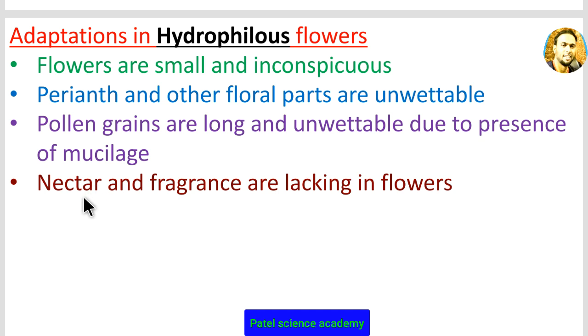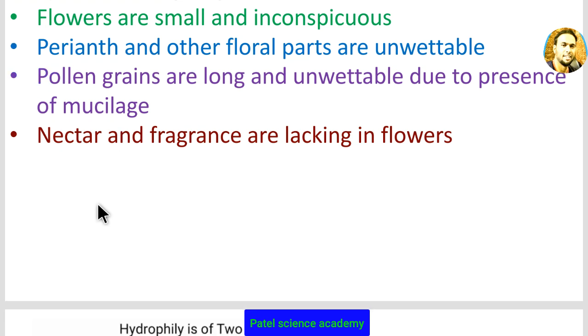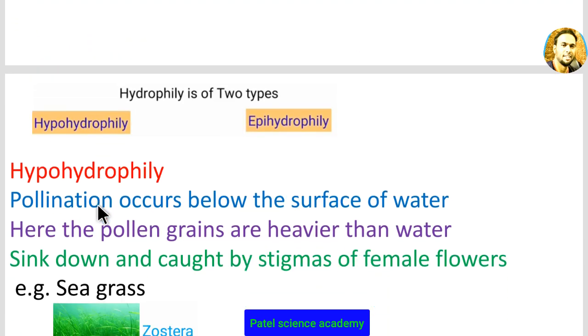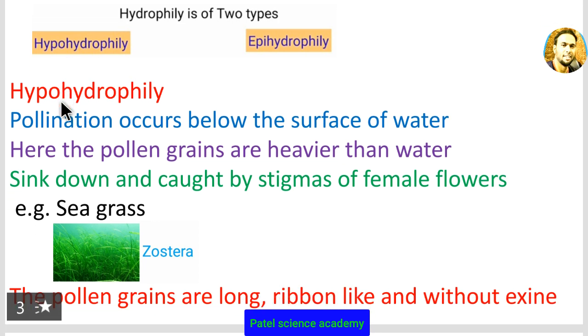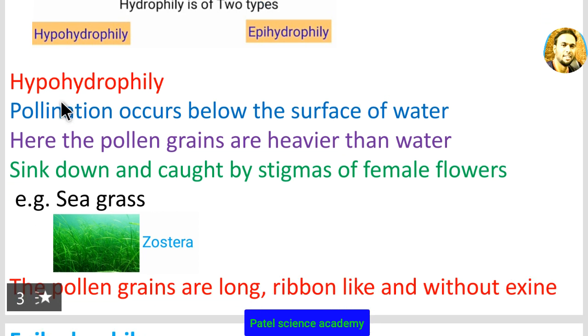Nectar and fragrance are lacking in this flower because there is no need of nectar and fragrance in the water. So these are some adaptations for the hydrophilous flower, the flower in which pollination takes place by the water. Actually hydrophily is of two types: hypohydrophily and epihydrophily. Let's see the detail of hypohydrophily and epihydrophily.